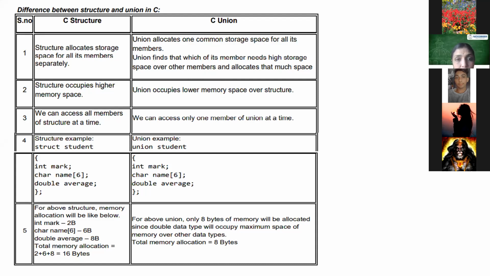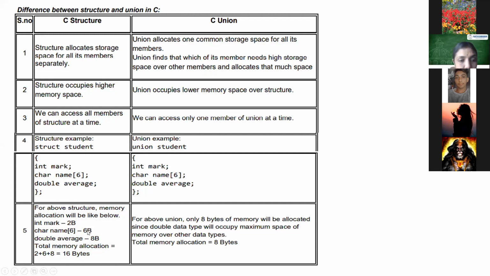All the data type members cannot occupy the memory space together. We can access all the members of a structure at a time, but here we can access only one member of the union at a time. So here we use struct student, int mark, char name, double average. The same thing, but instead of struct, you will use union here. So what is the memory allocated? Double average is going to be 8.